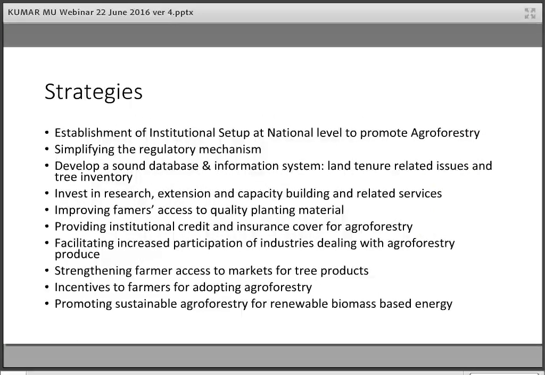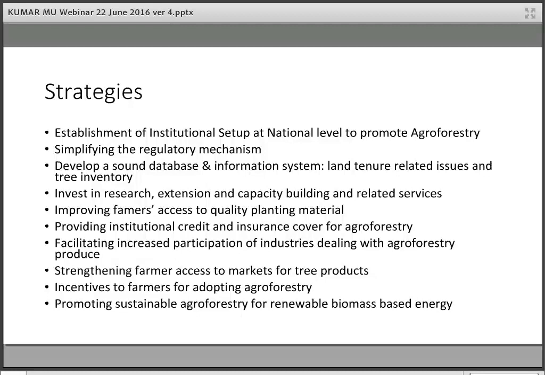There are 10 strategies that have been proposed under this policy. First and foremost, the most important one, is establishment of an institutional setup at the national level to promote agroforestry. Then simplify the various regulatory mechanisms, such as the forest laws and policies which restrict or prohibit cutting of farm-grown timber unless there is a permit from the state forest agencies. Then develop a sound database and information system, particularly relating to land tenure and issues related to tree inventory, which is a gray area in the present context.